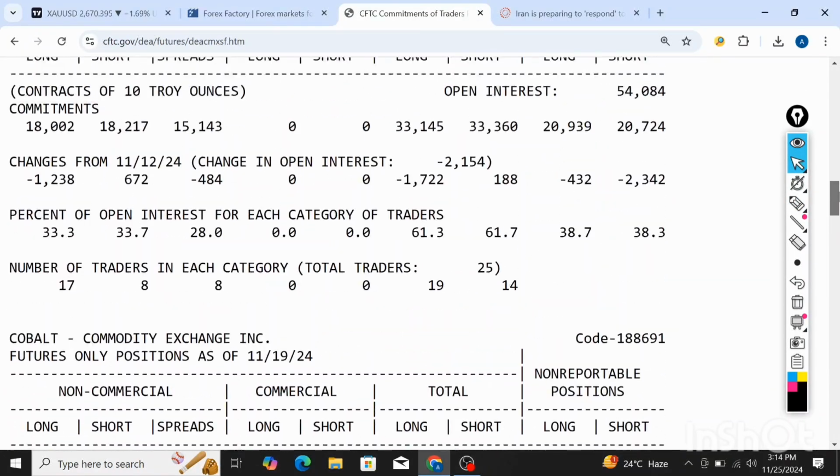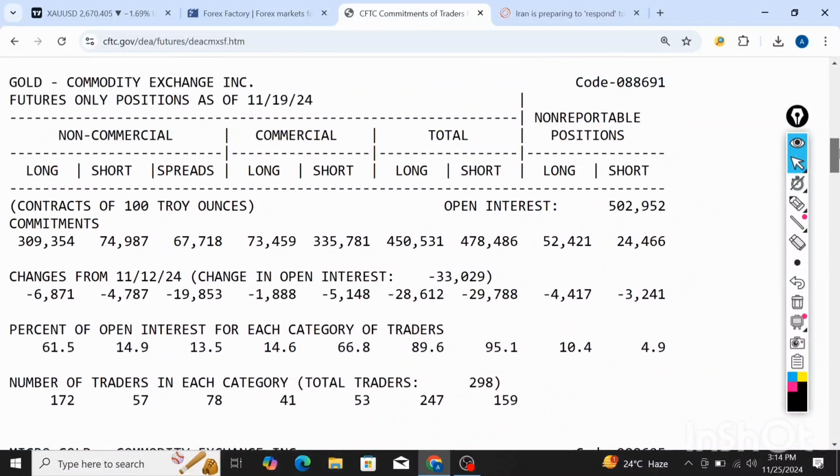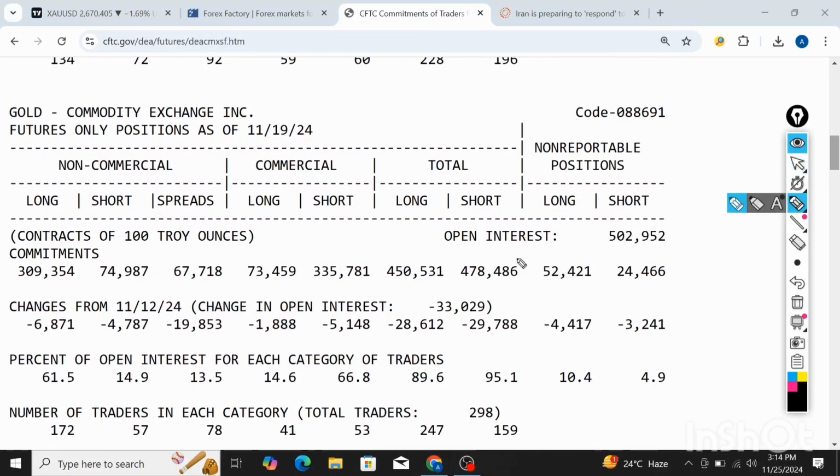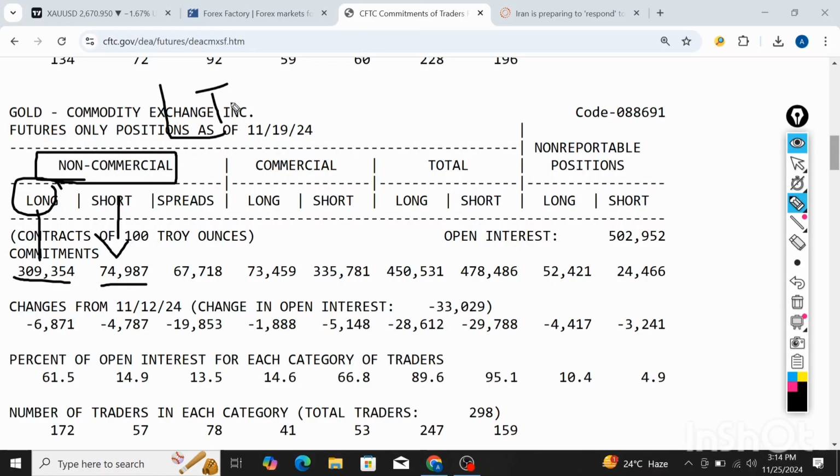Here we will move on to gold, and see what the smart money did with gold last week. We will be focusing on the non-commercials, because they are the major players. Their net long positioning is 309,354, and their net short positioning is 74,987. This indicates that their longer term positioning is quite bullish on gold, because their longs are greater than their shorts.